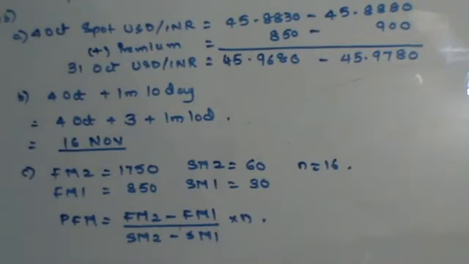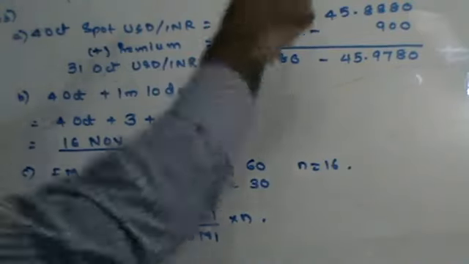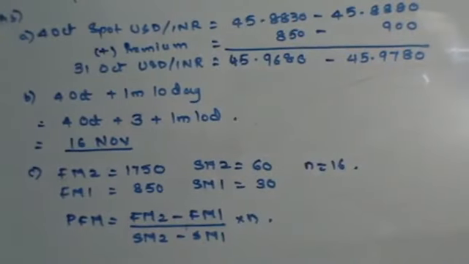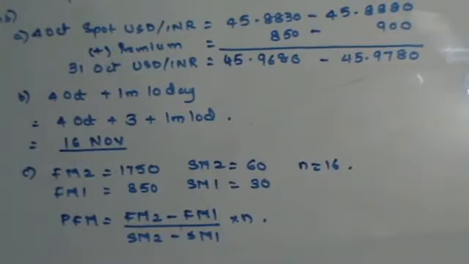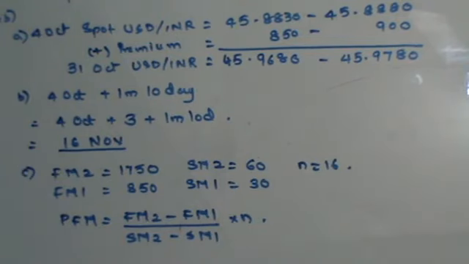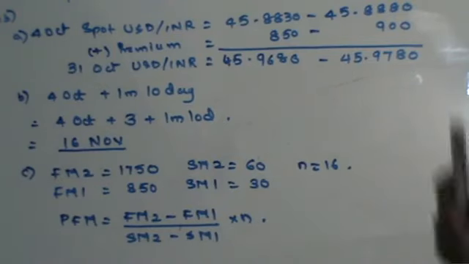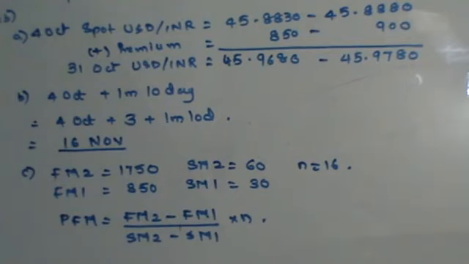Question: Sir, why are you putting minus in both the cases? Because if you look at your forward margin of the first period, 850, 900, it is at a premium. If you look at your forward margin of the second period, 1750, 1800, again it is at a premium. Since both my forward margins are in the same direction, when both the forward margins are premium or both the forward margins are discount, then this is the formula you have to use.